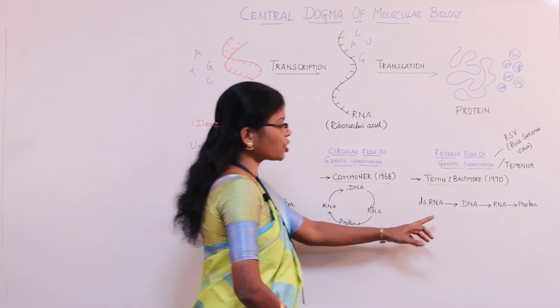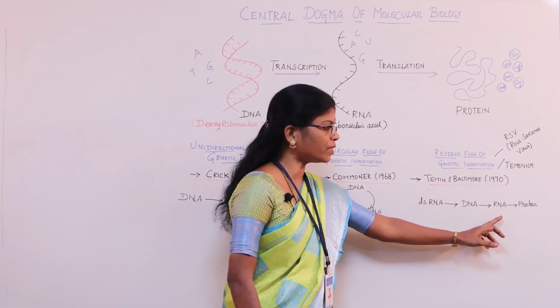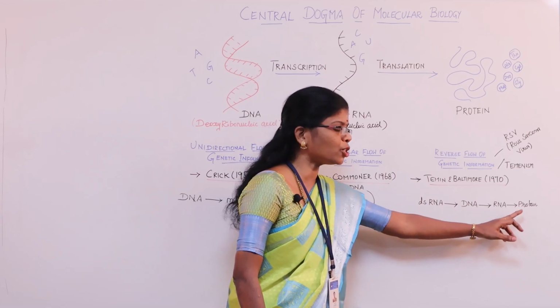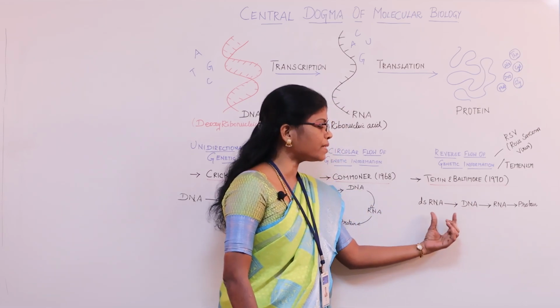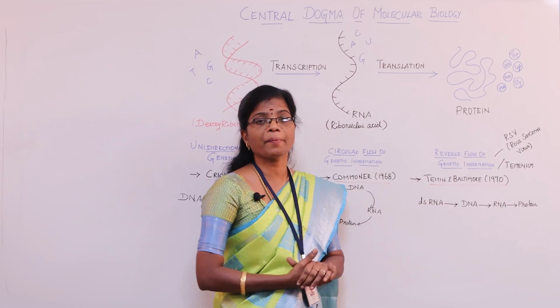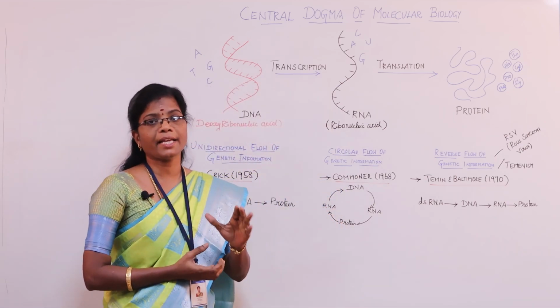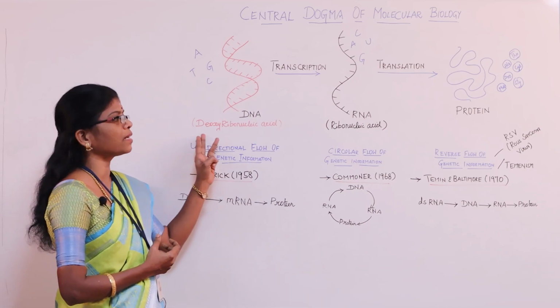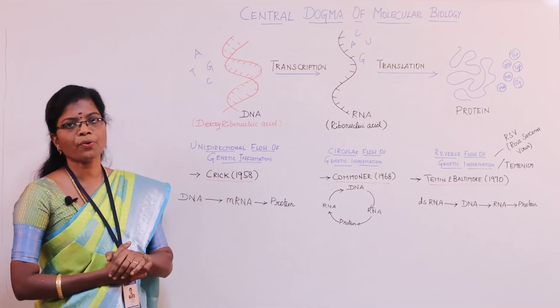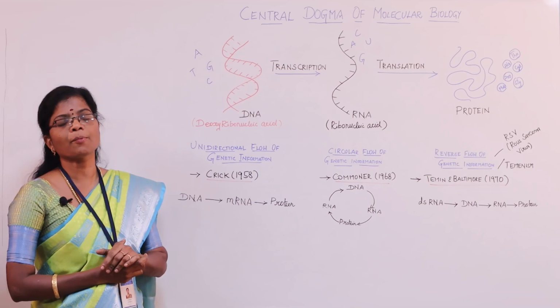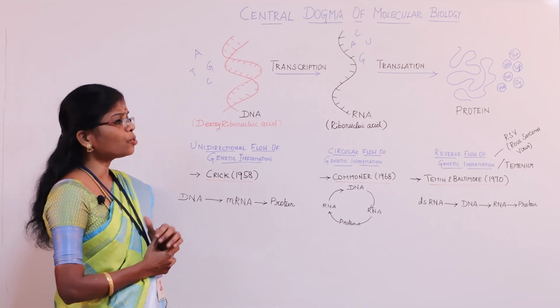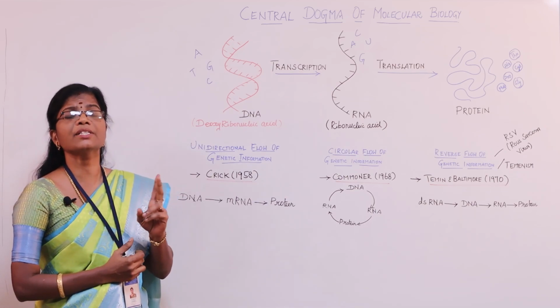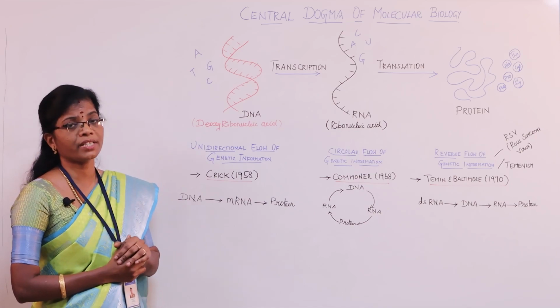Here the DNA is converted into RNA and RNA into a protein. Here, the RNA acts as a genetic material. Usually we have two types: one is the DNA, which is deoxyribonucleic acid, and another one is the ribonucleic acid. So this RNA is called a genetic as well as a non-genetic RNA.